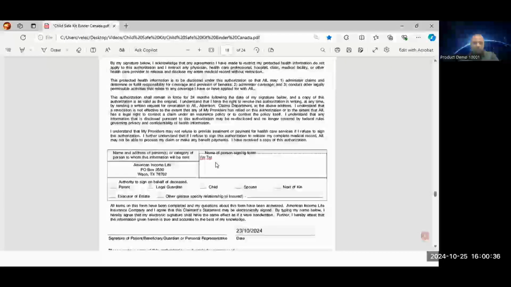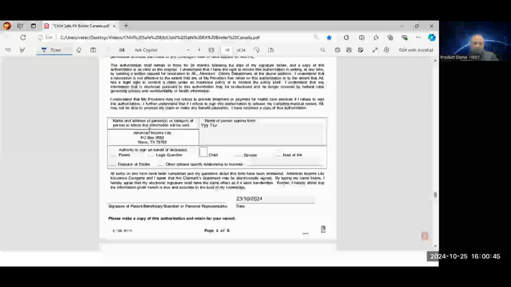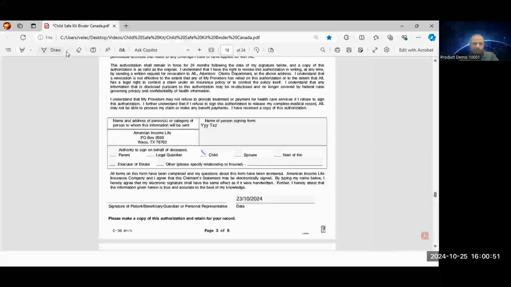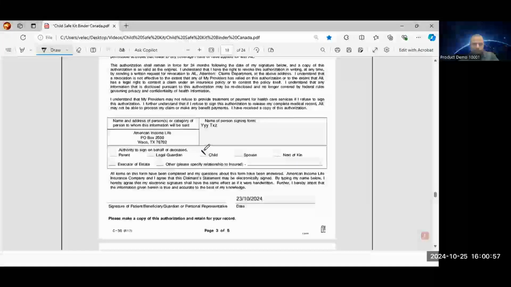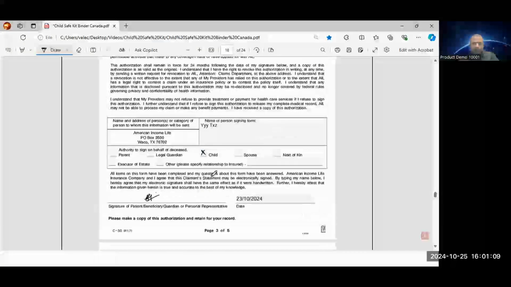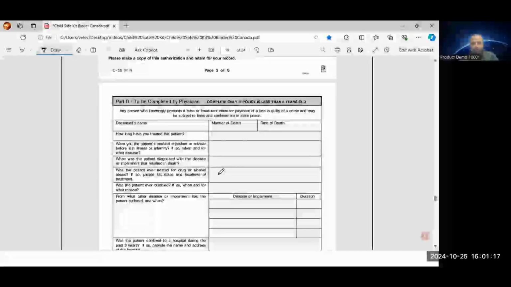Authority to sign on behalf of the deceased. Let's say this person is a child or a beneficiary. And the signature of the patient, beneficiary, or guardian would be the signature of the beneficiary, the person who filled out this form. So that's about it for Part C. Moving on to Part D.